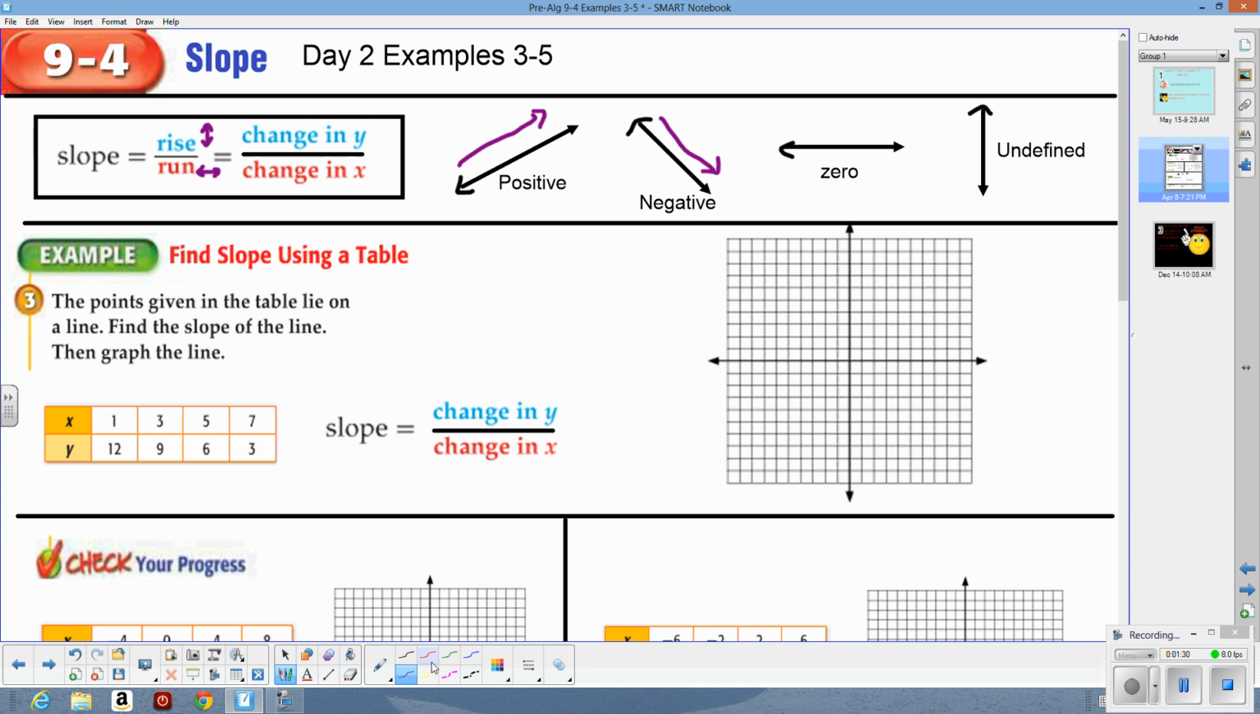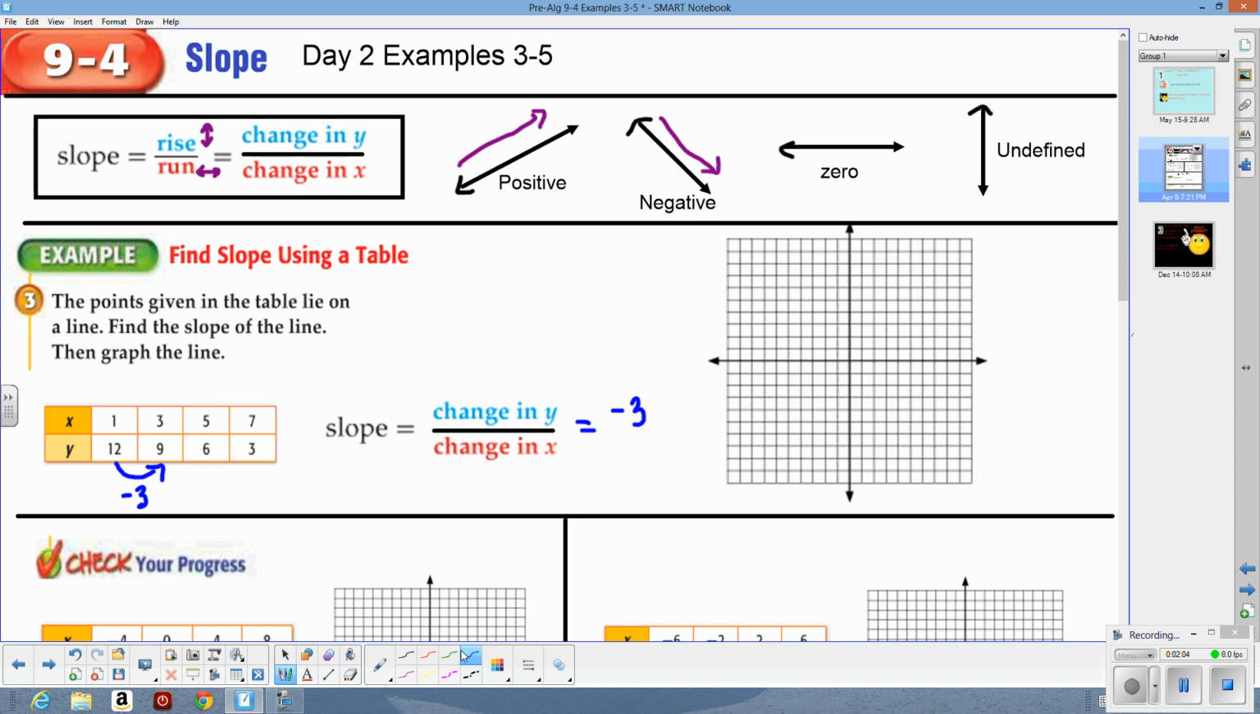So in example 3, it says, points given in the table lie on a line. Find the slope of the line, then graph the line. Really, what we're doing here when we're finding the slope is finding the rate of change, which is what we did in a previous chapter. We're going to look for the change in the y over the change in the x. So the change in the y, I'm going to pick any 2 points here to go from this y value to this y value. It went from 12 to 9, which means it decreased by 3. So the change in y is negative 3.